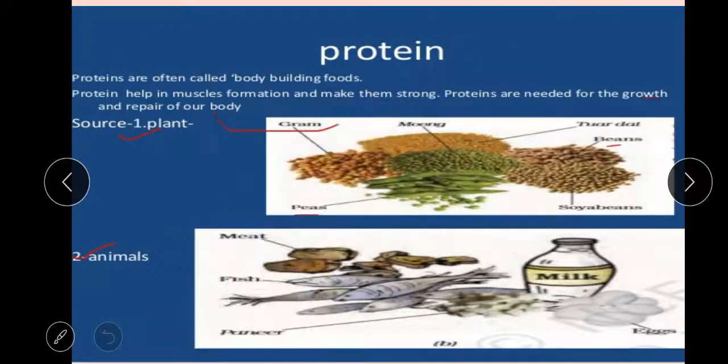Next, protein. Proteins are often called bodybuilding foods. Protein helps in bodybuilding. It helps to develop muscles and to repair dead cells of our body and make them strong. Proteins are needed for the growth and repair of our body. Keep in mind, protein is required for the growth of the body and for repair of the body.